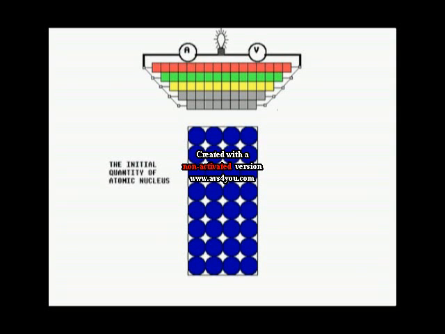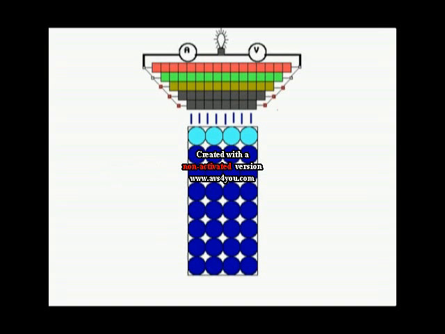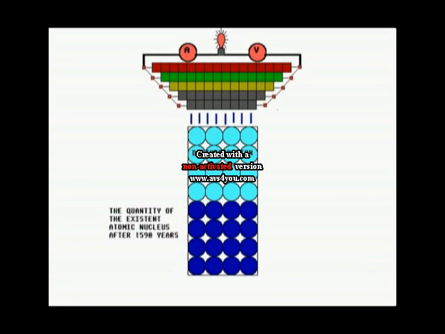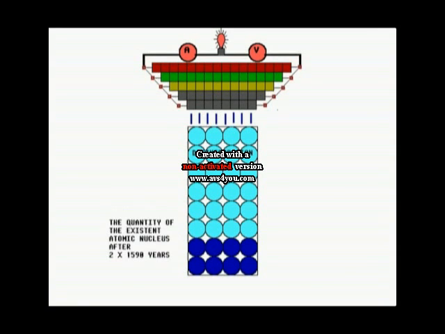The reduced size of the UFOs makes us suppose that they use the nuclear energy produced by the radioactive process of disintegration with a form of radioactive radiations. 1590 years is the life of 1 gram of radium. Half of the existing nucleus will be disintegrated and the other half needs 1590 years more.